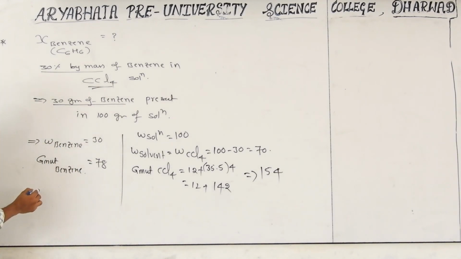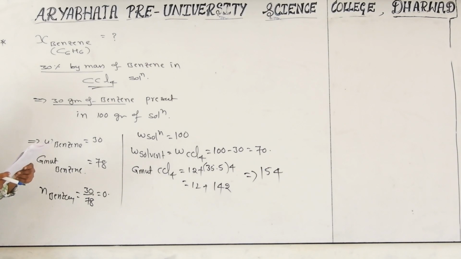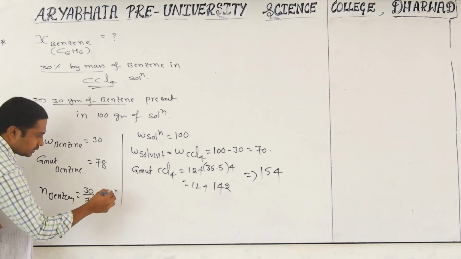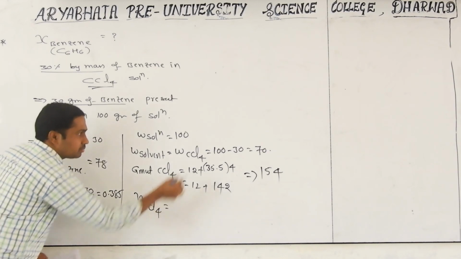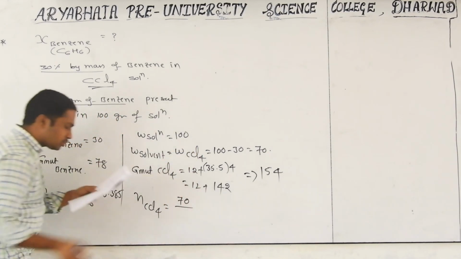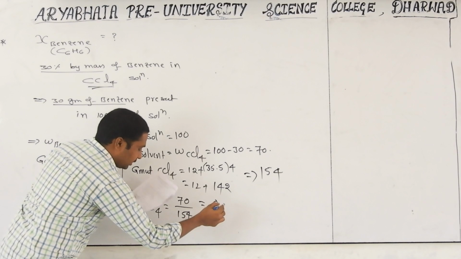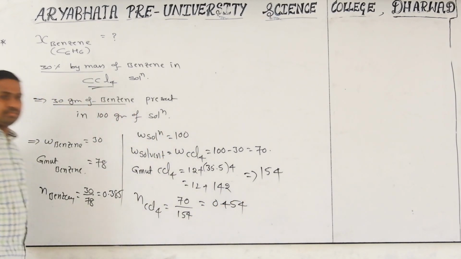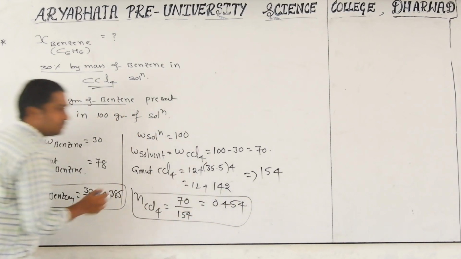Immediately the next step is the number of moles of benzene. Formula: weight of the substance by molecular weight of the substance, which is 30 by 78, 0 point something, it is nothing but 0.385. Do the same thing here for the number of moles of CCl4. The weight of CCl4 is 70, molecular weight is 154. If you do the simplification, we are getting 0.454. We have the number of moles of benzene and the number of moles of CCl4. But what do you want?